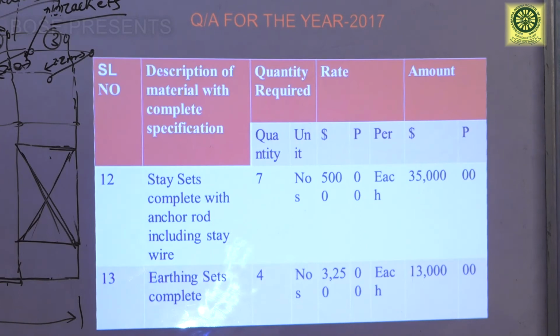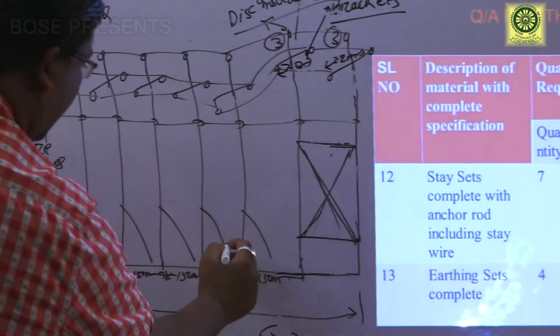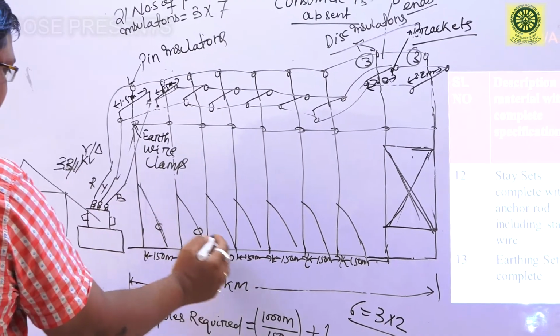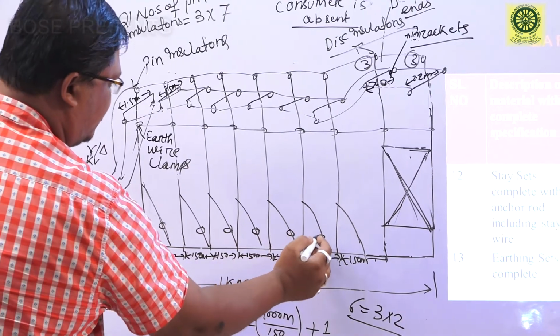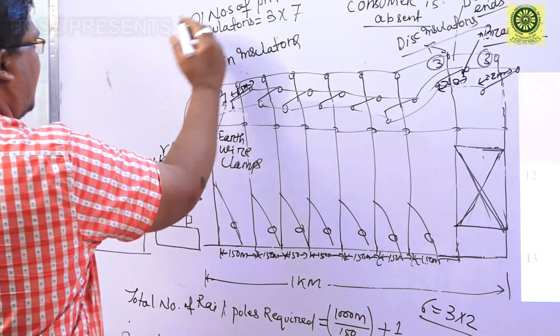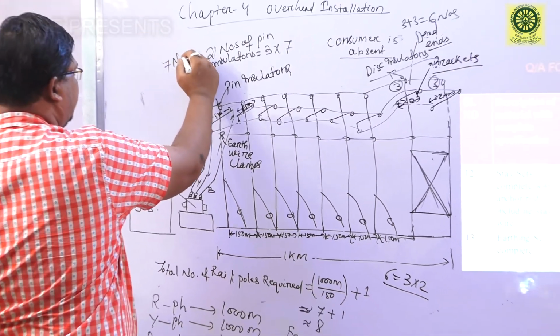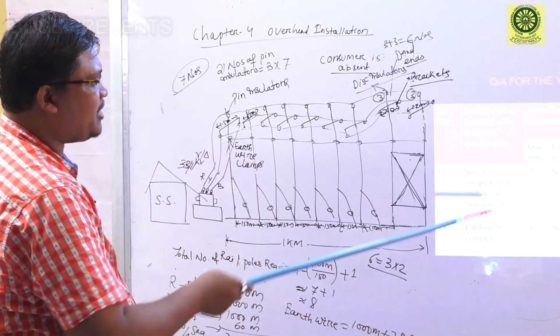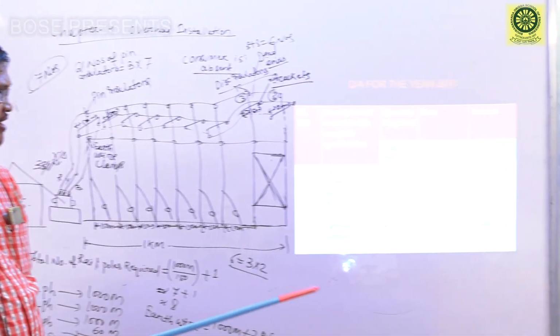Next, stay set complete with anchor rod including stay wire, 7 numbers. That means here one stay wire is used, here one stay, here another stay. So for each single pole structure we are using a stay wire, with stay insulator. So 1, 2, 3, 4, 5, 6, 7. So 7 numbers are required. Each costs 5000. So 7 numbers will cost 35,000.